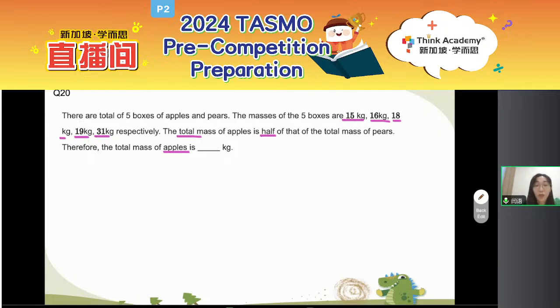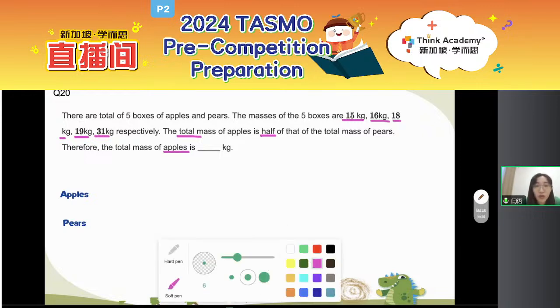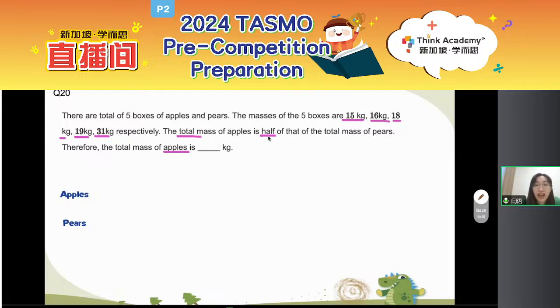So here, again, when it comes to word problems, always remember that since the question is usually very long, you need to underline the keywords, okay? So you don't need to read the question again. Okay. So for this question, firstly, we know that there are 2 types of fruits, apples and pears. So you just write down the names. And then according to the question, we know that the total mass of apples is half of the total mass of pears.